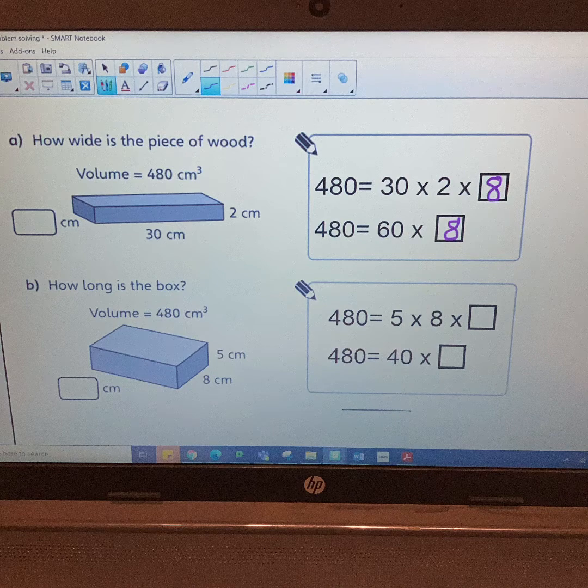For B then, again, we know the volume, we know the height, we know the width, but we don't know the length. So 480 centimetres cubed, or 480, equals 5 times 8 times something. So I'll multiply the bits that I do know. 480 equals 40 times something. Okay then, so 48 equals 4 times what? Well, 48 is 4 times 12. So 480 equals 40 times 12. So your answer for B should be 12 centimetres.